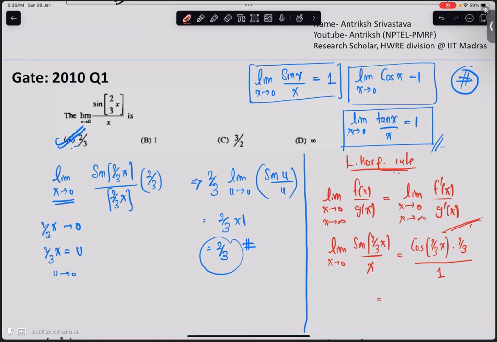Now what did we end up with? We have the limit. Let's take 2/3 outside again.